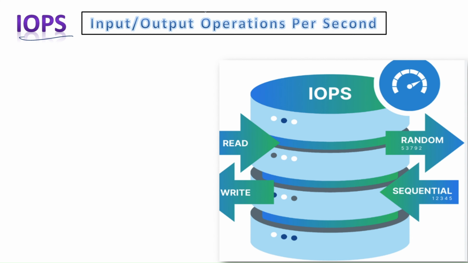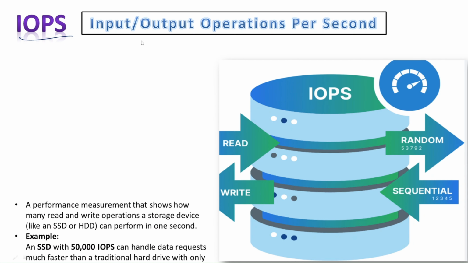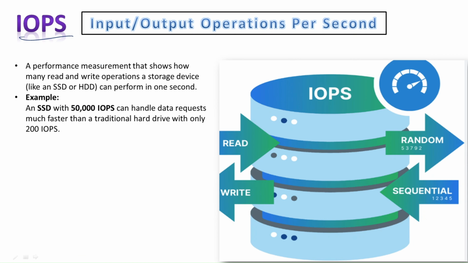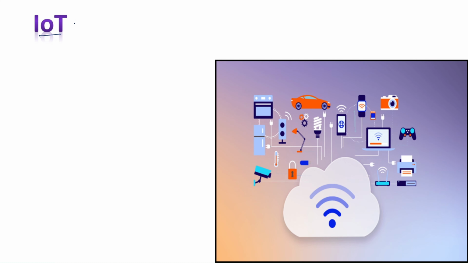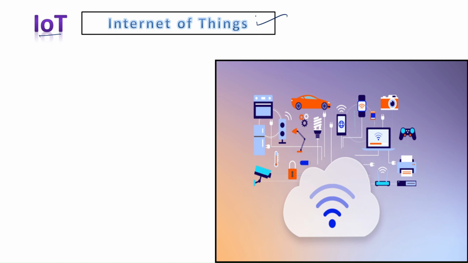IOPS, that is input output operations per second. So it is a performance measurement that shows how many read and write operations a storage device like an SSD or HDD can perform in 1 second. For example, an SSD with 50,000 IOPS can handle data requests much faster than a traditional hard drive with only 200 IOPS.